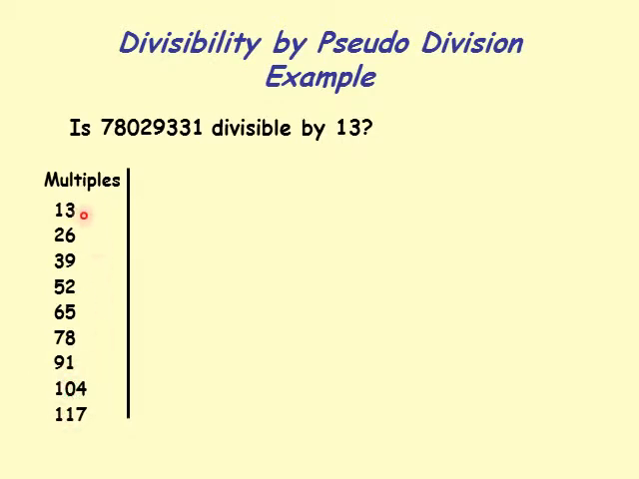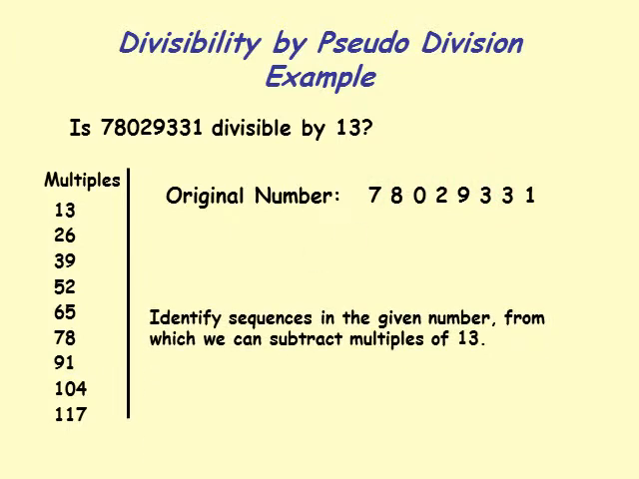This is just what I need to show you what I'm doing. So I wrote down the multiples, and you would have to remember some of them, maybe not all of them, but you should remember the first 4 or 5. The original number is 780293331. I just added some spaces here so that I can work with it. Identify sequences in the given number from which we can subtract multiples of 13.